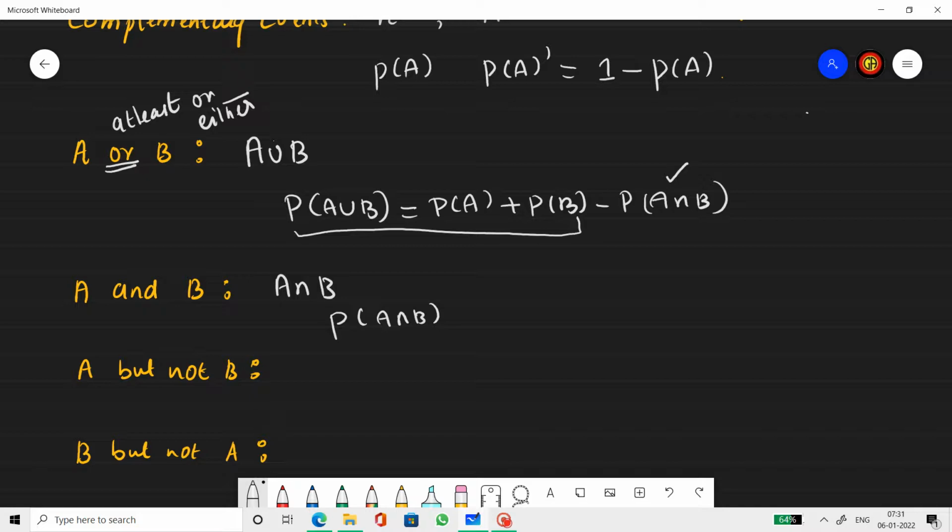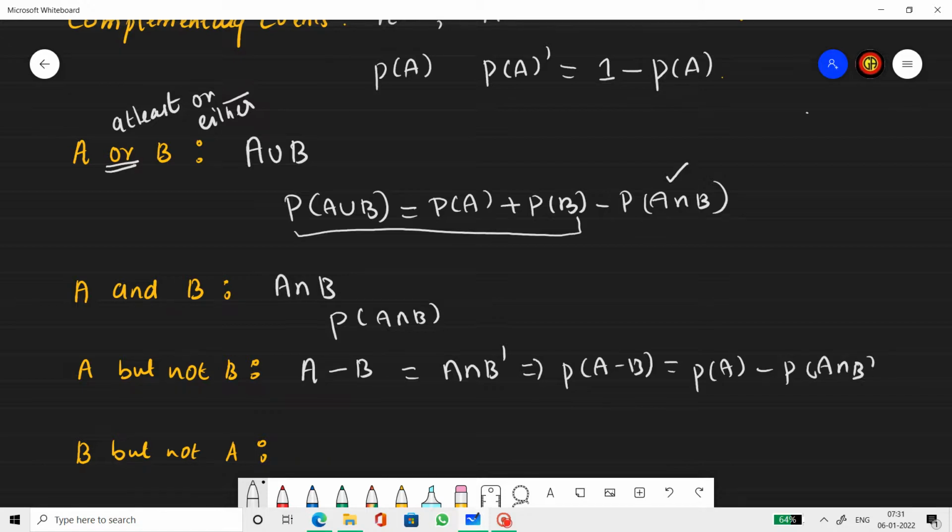Next one, A but not B, which is nothing but A difference B. A but not B is A difference B. This can even be written as A intersection B complement. And to find this, P of A difference B equals P of A minus P of A intersection B. So A but not B is nothing but A set difference B.